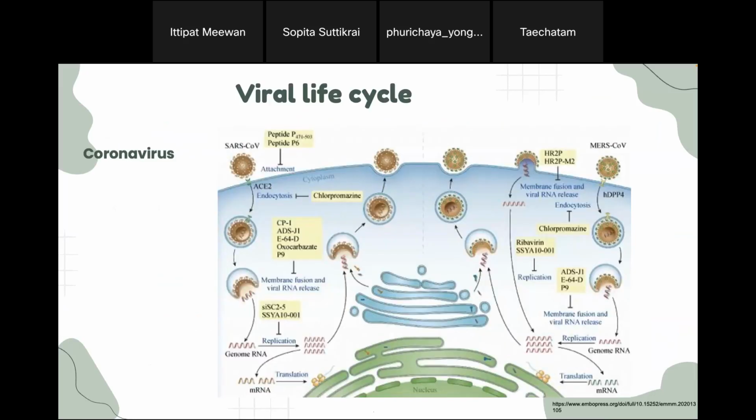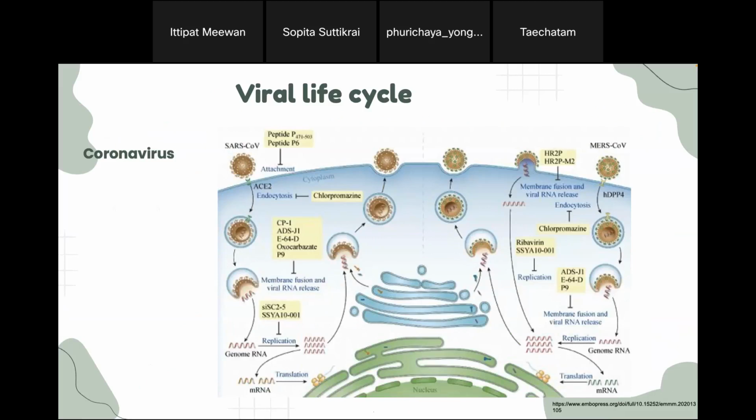Okay, so the viral life cycle. The viral life cycle is the process of what the virus does when it gets into the cells, and then how it assembles and makes copies of itself and then releases them outside of the cell.